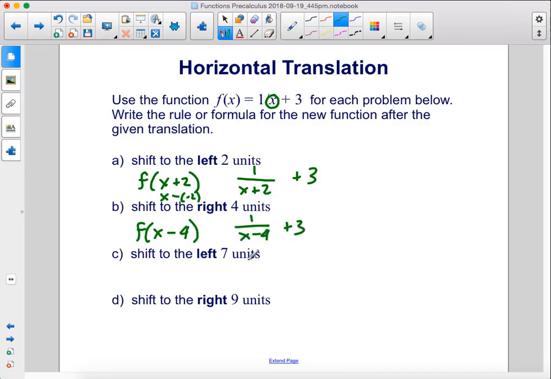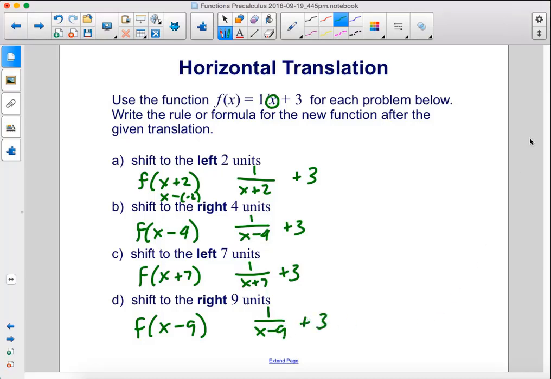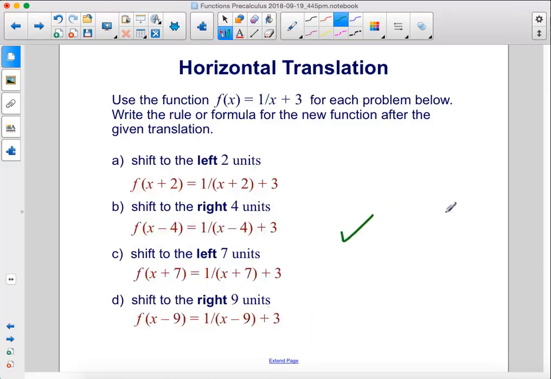If we want to shift to the left 7 units, that is f of x minus negative 7, which is x plus 7. So 1 over x plus 7 plus 3. Shifting to the right 9 units, that's f of x minus 9, which is 1 over x minus 9 plus 3. And there we go.